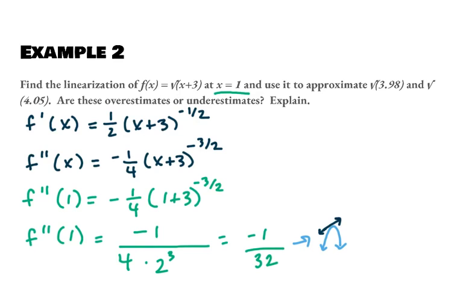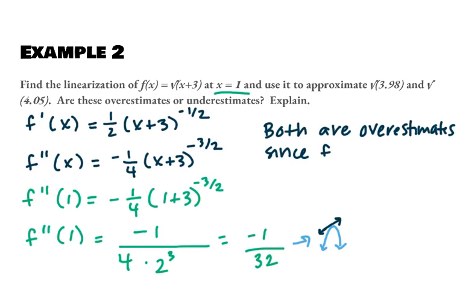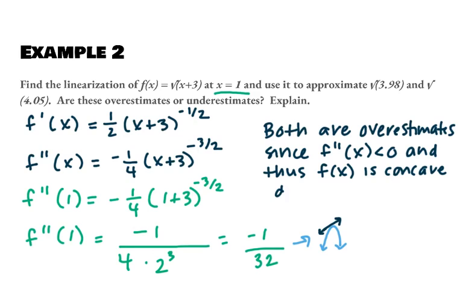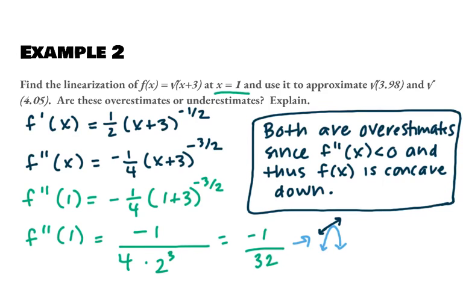So we'll say both are overestimates since f double prime of x is negative, and thus f of x is concave down. So anytime a function is concave down, we have an overestimate. Anytime a function is concave up, we have an underestimate.